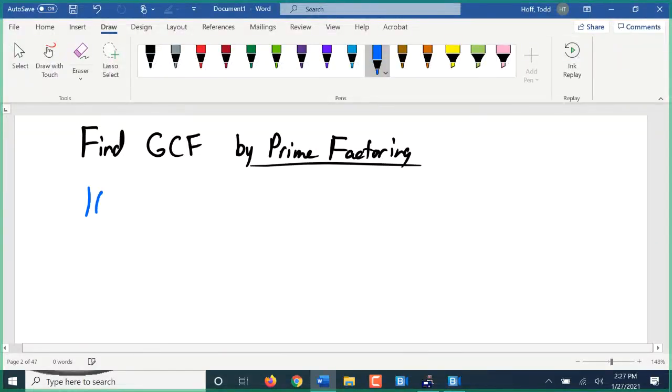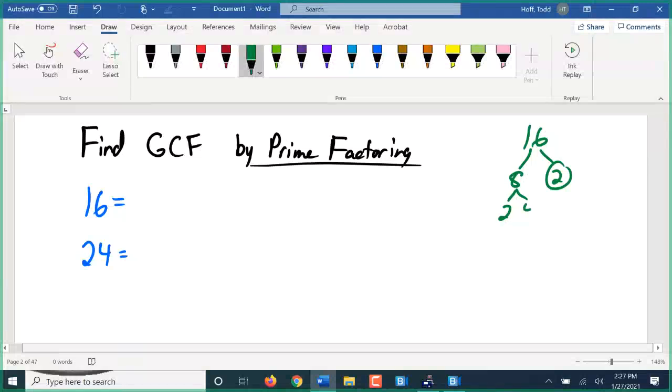16 and 24. 16, what's anything that goes into 16? 8. What's left if we divide by 8? 2 is prime, so we'll circle. 8 can divide by 2. What's left if we divide by 2? 4. 2 is prime, we'll circle. 4 is 2 and 2. So 16 prime factors to 2 times 2 times 2 times 2. 4 2's multiplied together.